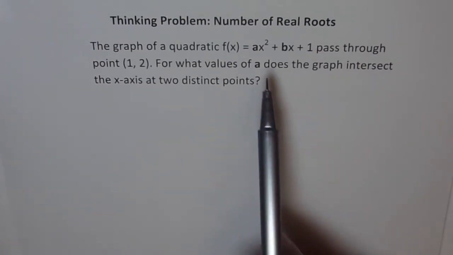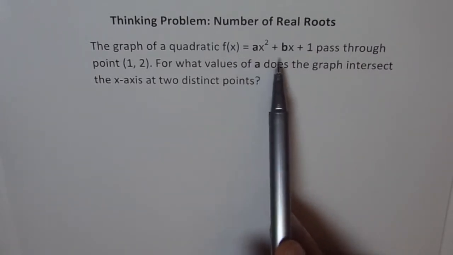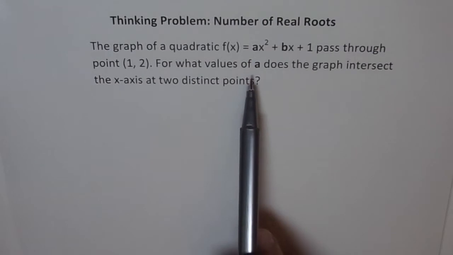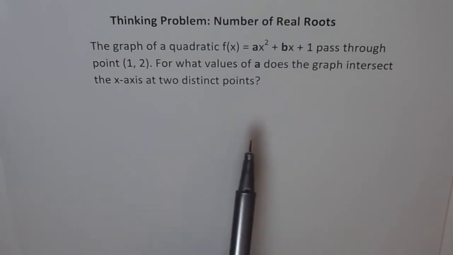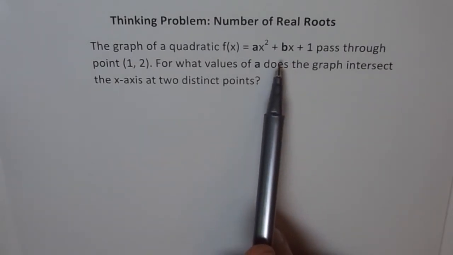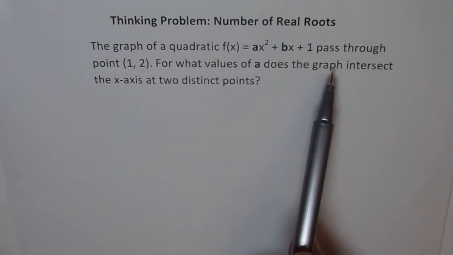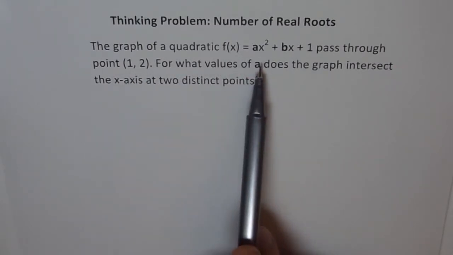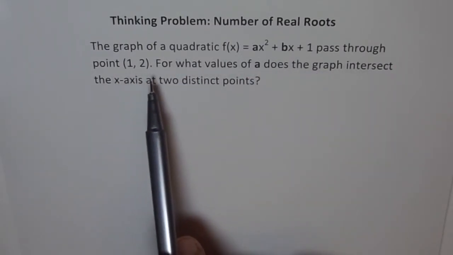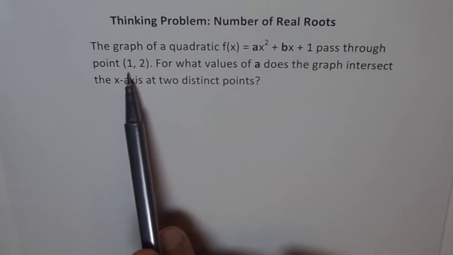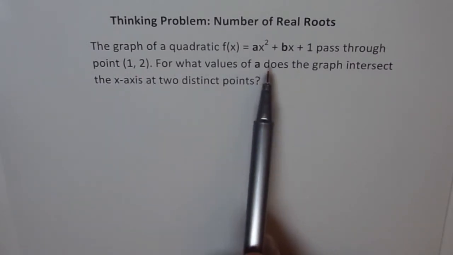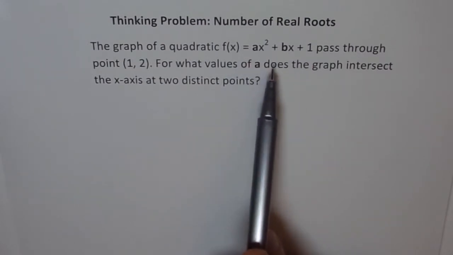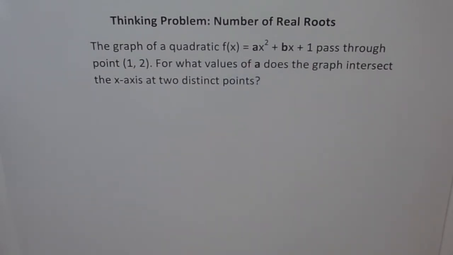Now this equation has two variables, a and b. But we are interested only in finding the values of a, so we need to eliminate b. That's also a part of this question. How to eliminate b? From the given information that the graph of the quadratic function passes through point (1, 2). So we can use this point, x value as 1 and y as 2, and then get something relating a and b and eliminate b. Okay, so let's do that first.